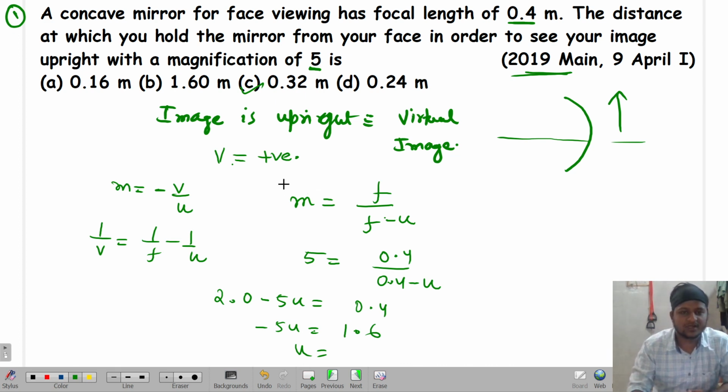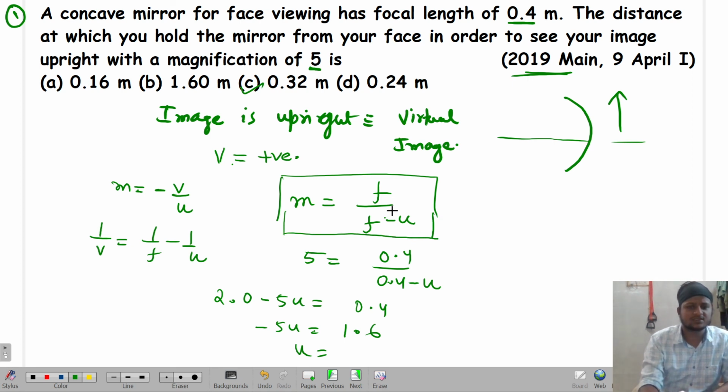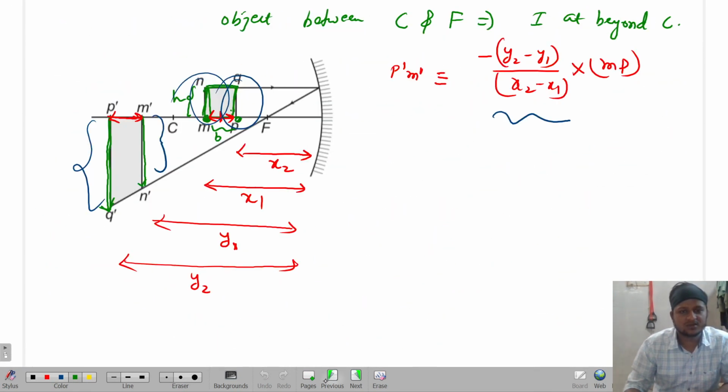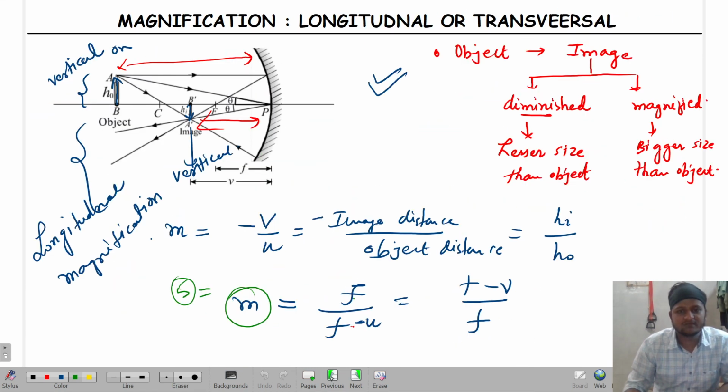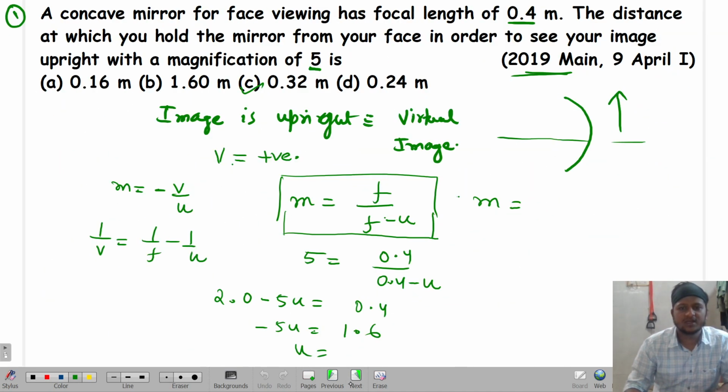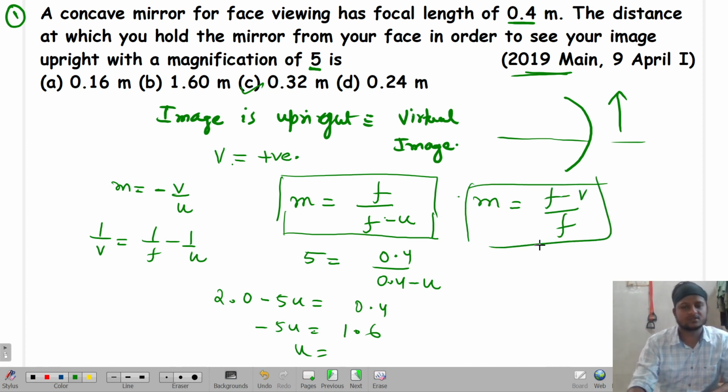So you can apply this formula directly: M is equal to F by F minus U. Apply this always. Or, in terms of image distance, the formula is a little bit different. Let me just check once. In the numerator it is F minus V, divided by F. So you can apply this formula and it is easy. The trick is easy: M is equal to F minus V divided by F if it is given in terms of image distance. Now, so this is all simple.